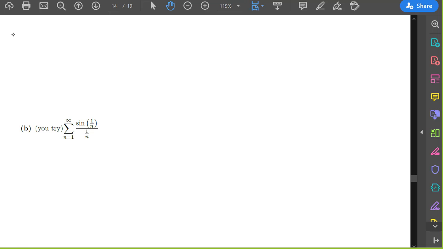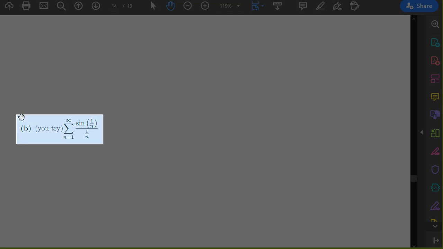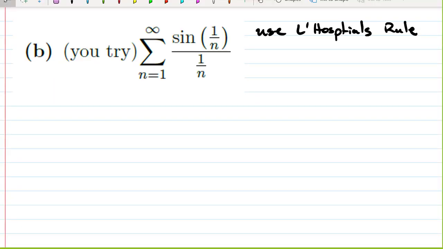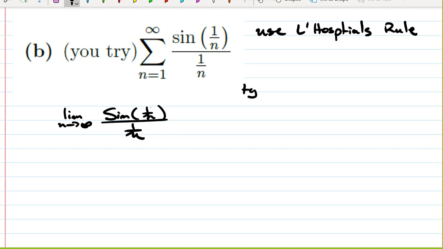All right. I believe we are at the grand finale for today. So in this u-substitution, we're going to want to use L'Hopital's rule. So if we're taking the limit as n goes to infinity of sine of 1 over n divided by 1 over n, as n goes to infinity, 1 over n goes to 0, the sine of 0 is 0, and 1 over infinity is 0. So this is type 0 over 0.